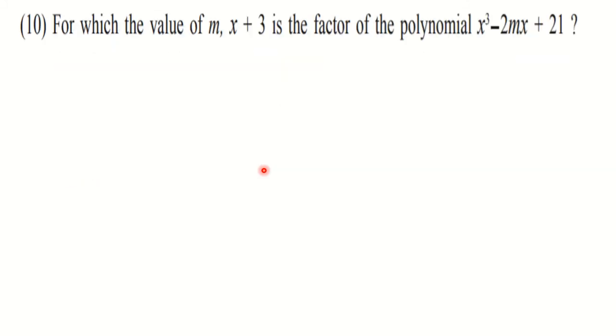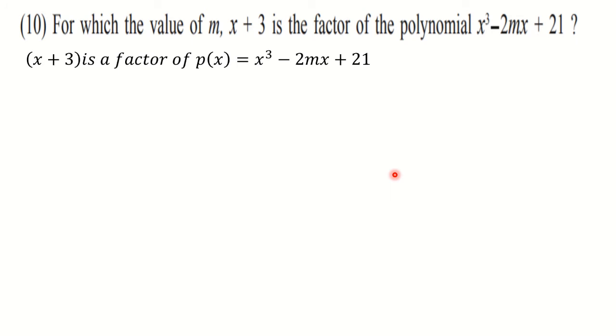Now I am going towards question number 10. For which value of m is x plus 3 a factor of the polynomial x cube minus 2mx plus 21? This is also actually an easy sum. Since it is a factor, we can use the factor theorem and write that for the value minus 3, this polynomial is going to be 0, and we can get the answer. Okay, but still I am solving it. So let us solve it.